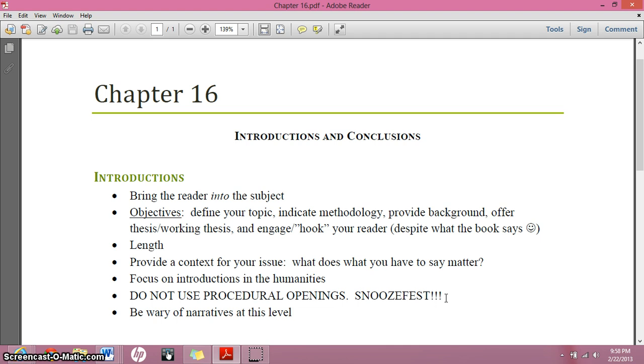Happens periodically. Don't start with a procedural opening. To me, that's just beyond boring and does not engage your reader at all. A procedural opening is essentially saying, I am going to talk about this. This is what I find, blah.